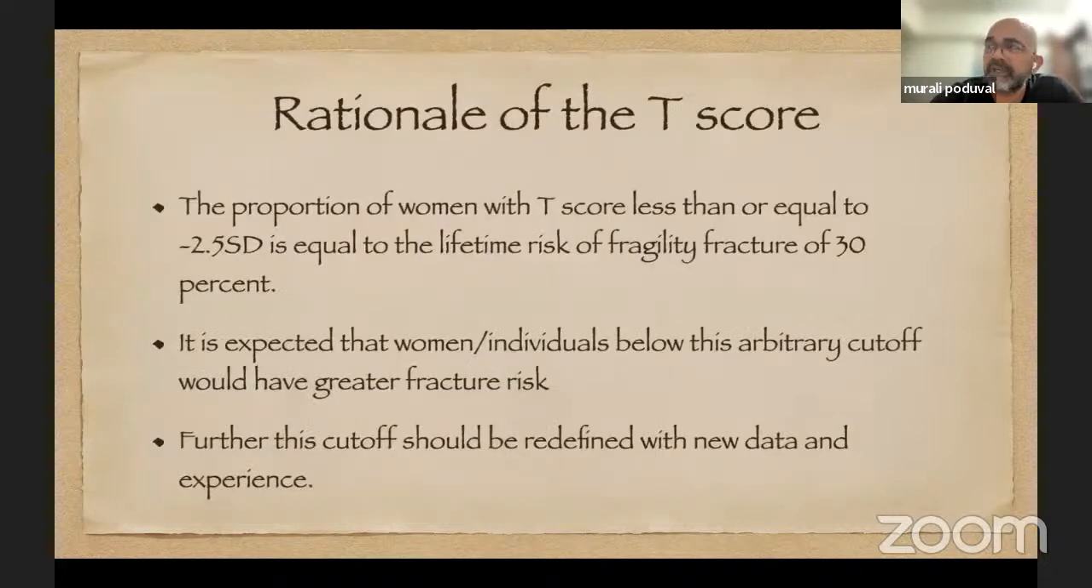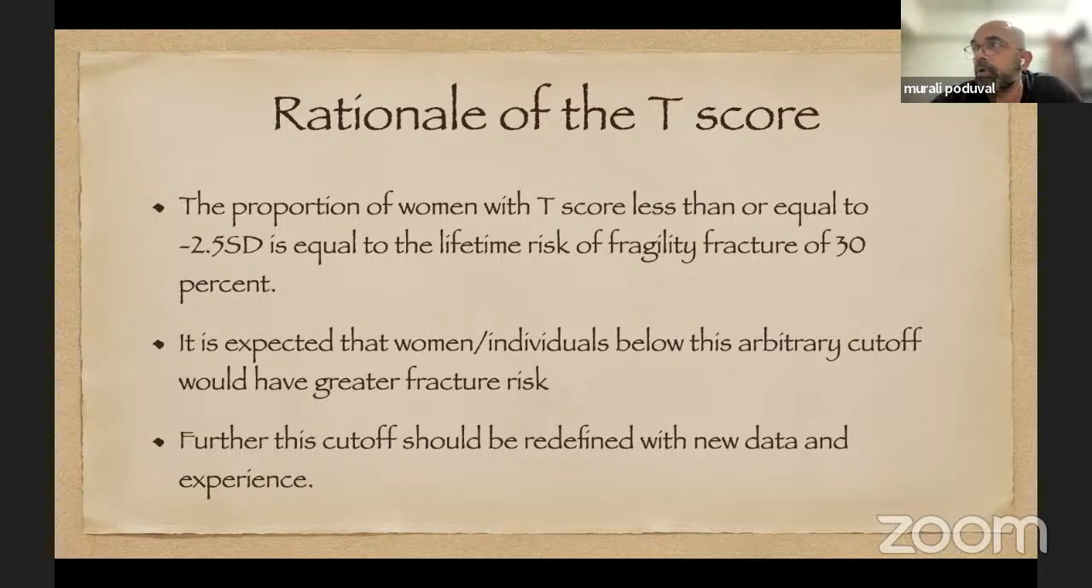Now, what is the rationale of the T-score? It is believed that the proportion of women with a T-score less than or equal to minus 2.5 standard deviations of the population mean is equal to a lifetime risk of fragility fracture of 30%. Now, it is expected that the women or individuals below this arbitrary cutoff would have greater fracture risk across the board. But it's not that way. And further, this cutoff should be redefined with new data and experience.